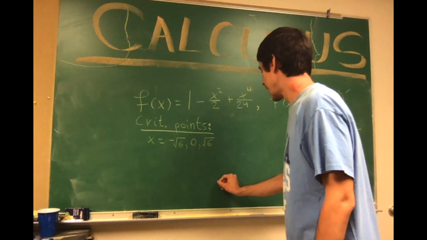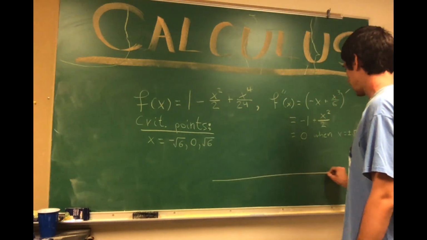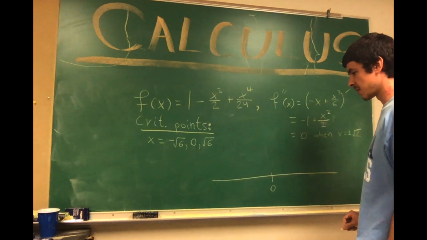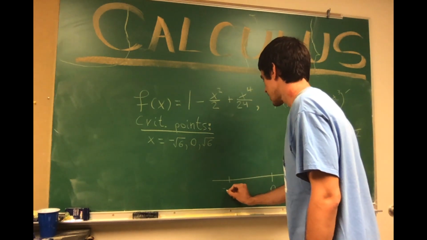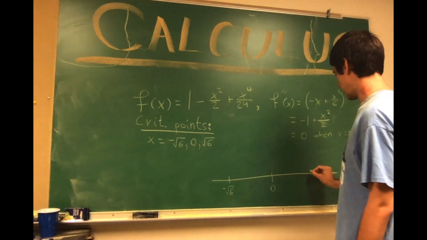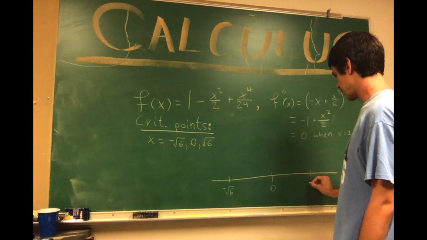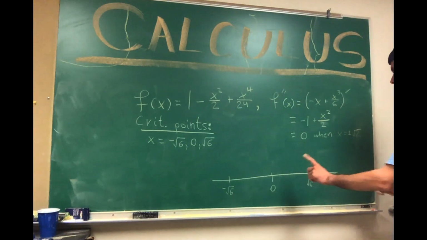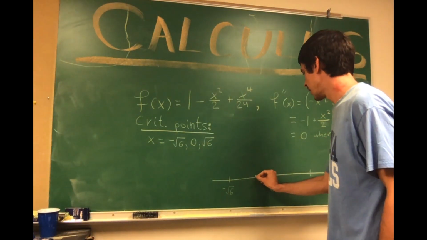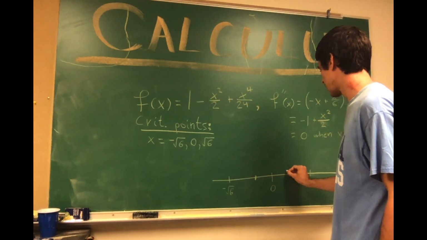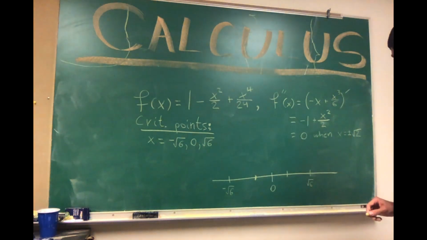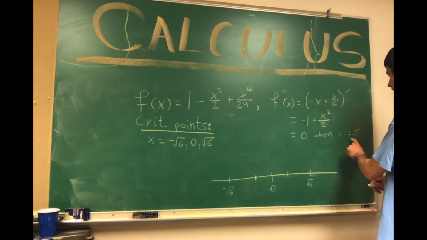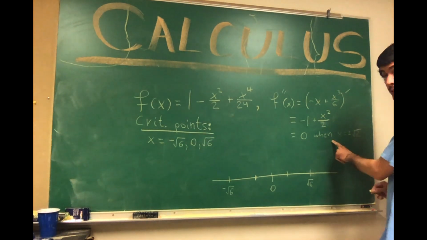So we can do a little number line. We have our critical points 0, and then negative square root of 6, and positive square root of 6. Then we're going to want negative square root of 2, positive square root of 2. And we also want to know where this is negative and where this is positive. So it's 0 at plus or minus the square root of 2.